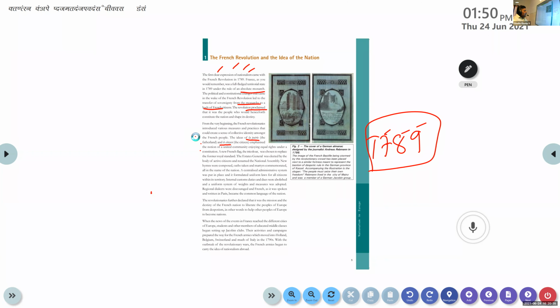Then they designed a new French flag. The tricolor French flag was chosen to replace the former royal standard. Before the revolution, the monarchy used different symbols to show the power of the country called France. But after the French Revolution, the people of France discarded all the royal standards. Instead, they designed a flag for the country. Okay, a tricolor flag. Clear?